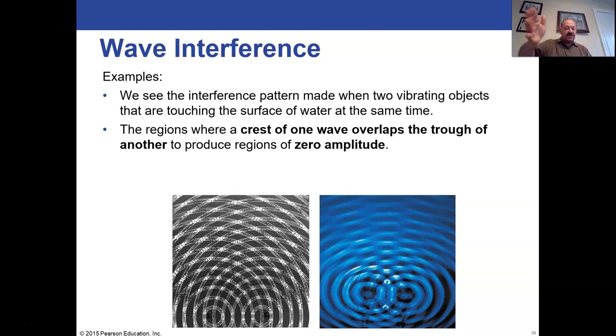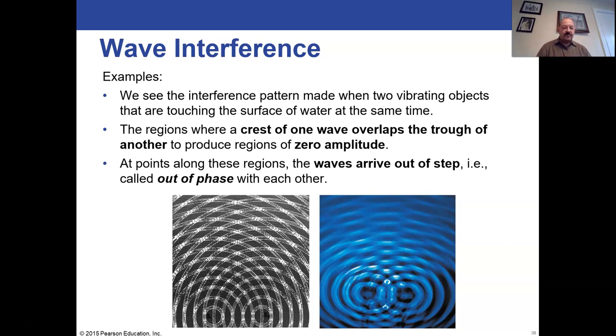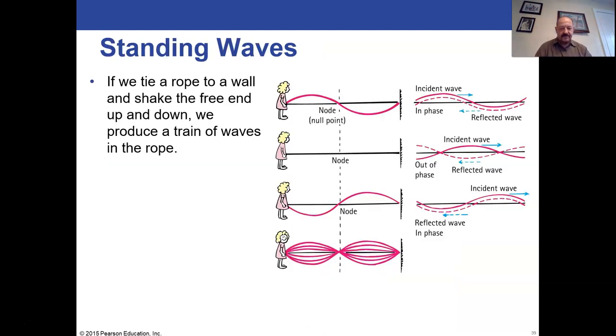And you'll notice they're almost repeating patterns of where the interference is constructive and where it's destructive in this. So at points in the region where the waves arrive out of step, again, we call that out of phase. The waves aren't matched with crest to crest and trough to trough. That's out of phase. So standing waves are an interesting phenomenon.